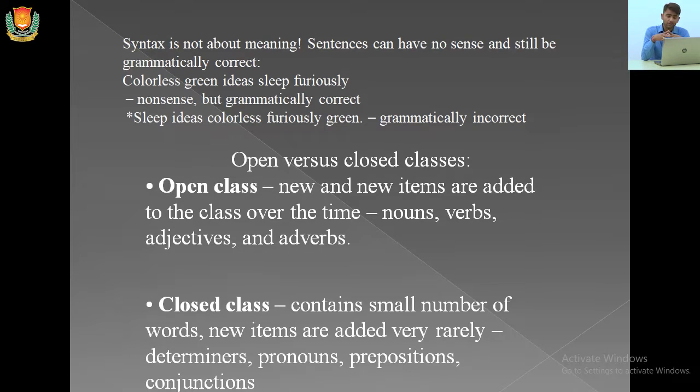But if I talk about the closed class of words, new words are very rarely added. Suppose the closed class contains a small number of words. New items are added very rarely. In this class, what kind of words are added, or what are the categories of words under closed class words? Categories: determiners, pronouns, prepositions, conjunctions.